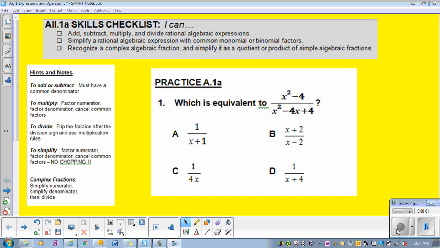Our first SOL review, we're looking at... what are we looking at? Expressions and operations, right? All right. So this was for homework. How many of you guys tried number 1? Good. What'd you get? You got B?